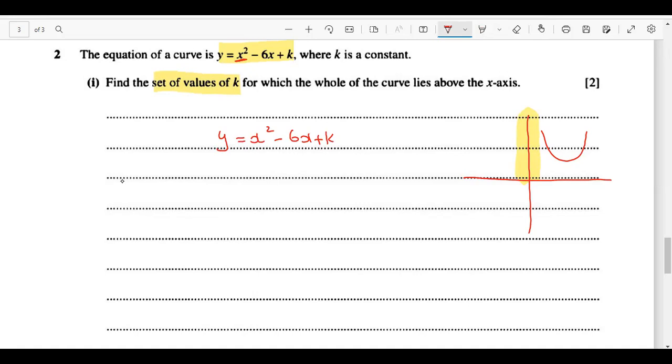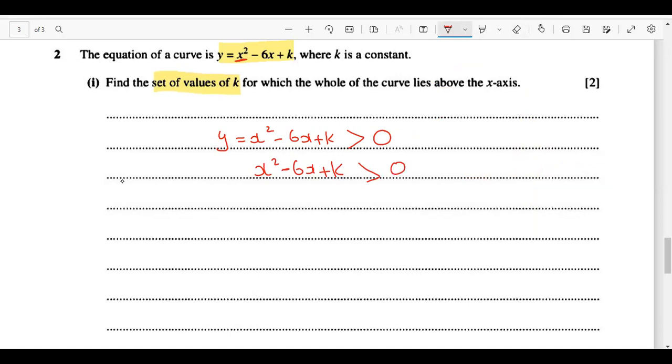Since the examiner is saying you need to find the set of values of k for which the whole curve lies above the x-axis, above the x-axis means they're talking about the positive y side, and there y would be greater than 0, right? We know that y is greater than 0 here. So this is basically the situation. This is the inequality we need to focus on. All right, so I can just focus on the right side. It's x squared minus 6x plus k greater than 0.